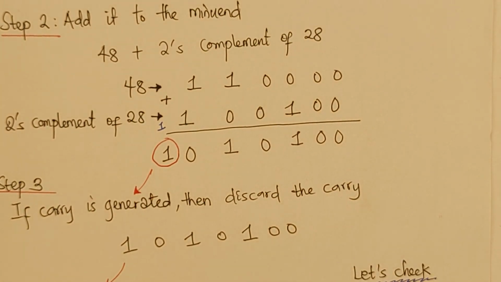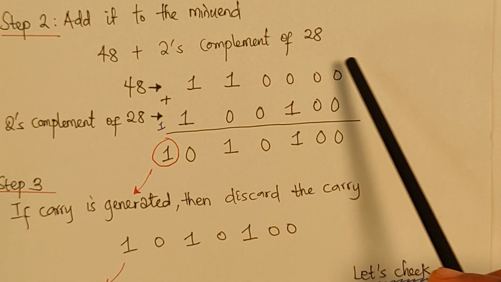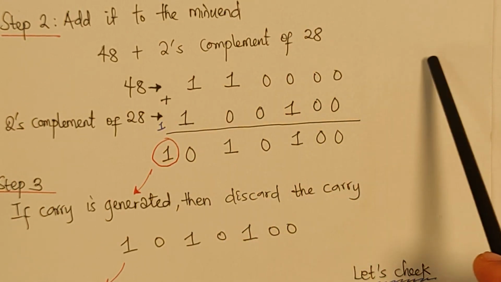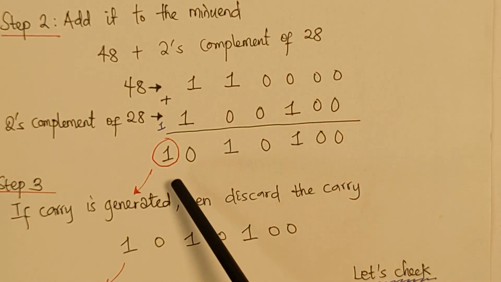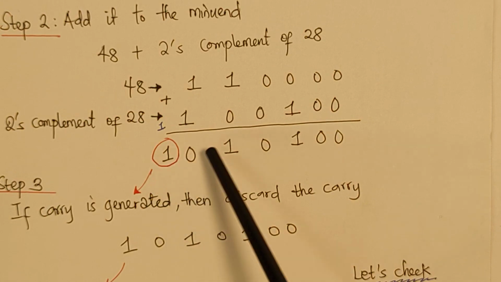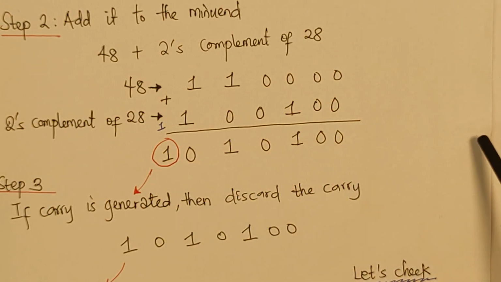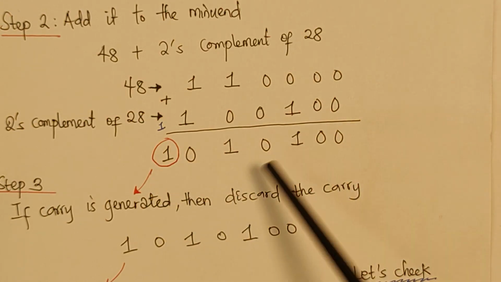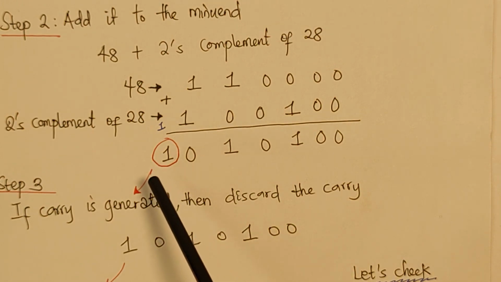Now, how do we know the carry? Look at this. How many bits do we have here? 1, 2, 3, 4, 5, 6. 6 bits. And the same thing, 6 bits here. But in this case, how many bits do we have? 1, 2, 3, 4, 5, 6, 7. So 7 bits are here. So it means that carry exists.